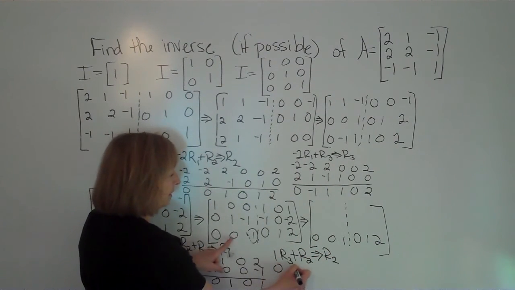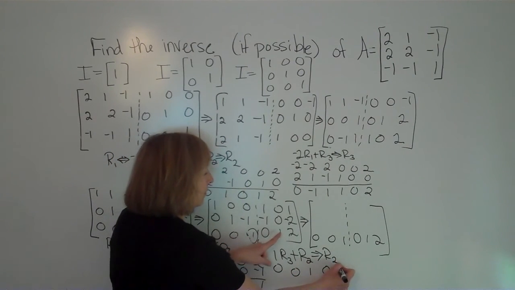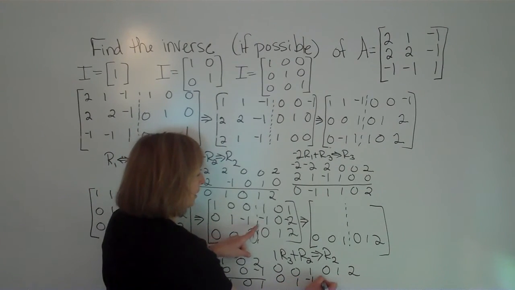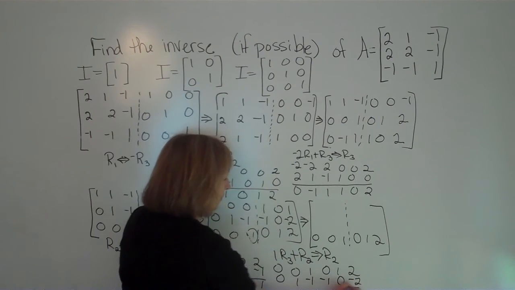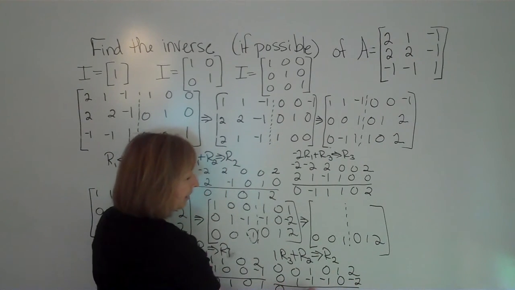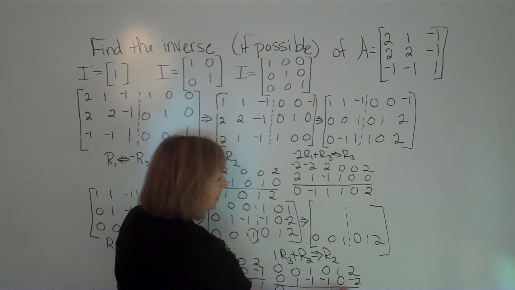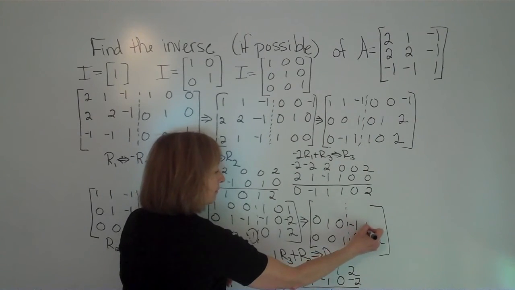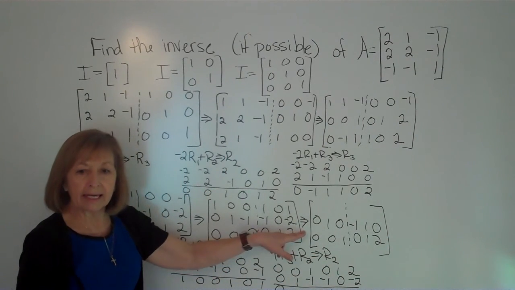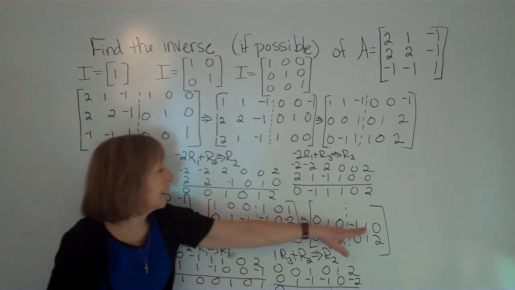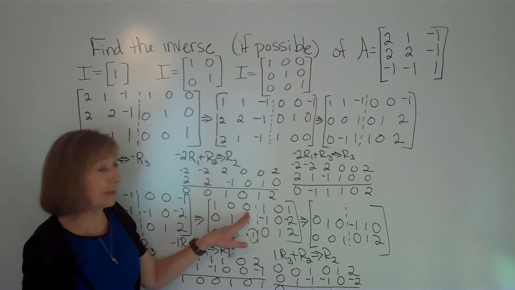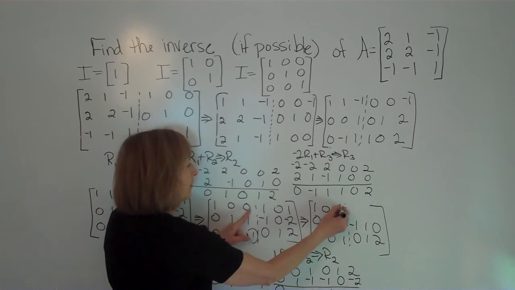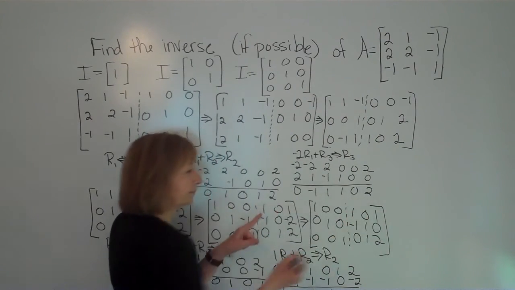So I have 0, 0, 1, 0, 1, 2. Add it to row 2, 0, 1, negative 1, negative 1, 0, negative 2. And I get 0, 1, 0, negative 1, 1, 0 for my second row there. And then I look in that column and it is a 0 above it in my row 1, so my row 1's good. 1, 0, 0, 1, 0, 1.